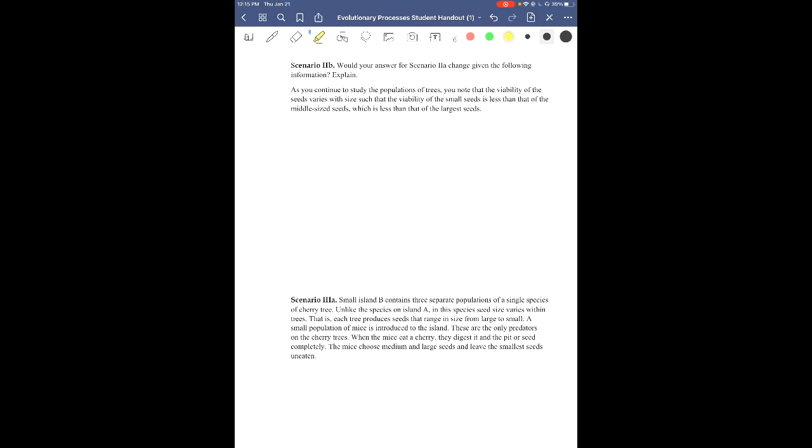Okay, let's look at this part. As you continue to study the population of trees, you note that the viability of the seeds varies with the size, such that the viability of the small seed is less than that of the middle seed, which is less than that of the largest seed.